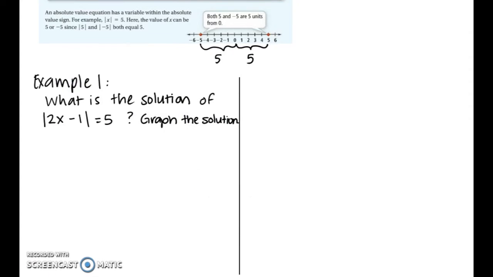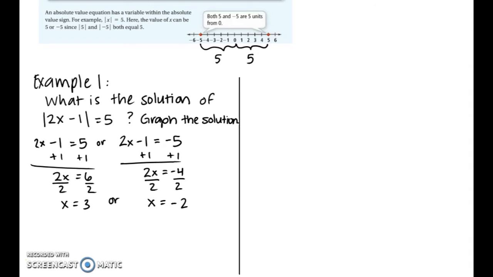So in example 1, we have the absolute value equation |2x - 1| = 5. We need to graph that solution after solving it. The first thing you want to do when you have an absolute value equation is get rid of the absolute value symbols. So if we're saying that 2x - 1 is 5 units away from 0, we need to set 2x - 1 equal to positive 5 as well as negative 5. And then from there, it's just a basic two-step. So we're going to add 1 to both sides, and we're going to divide by 2, and we get x = 3 or x = -2.